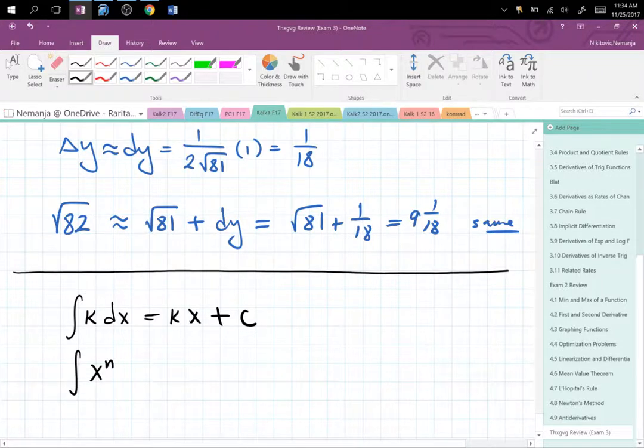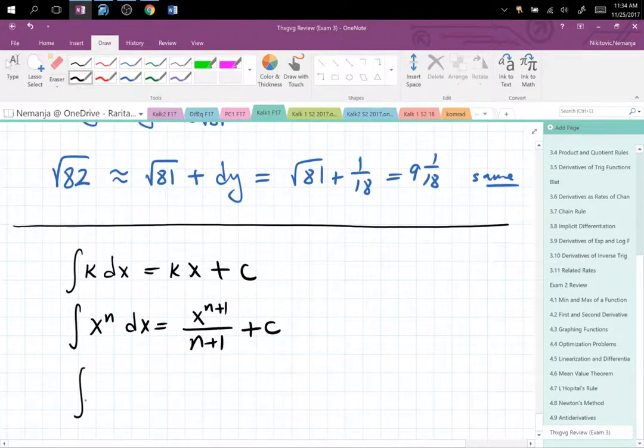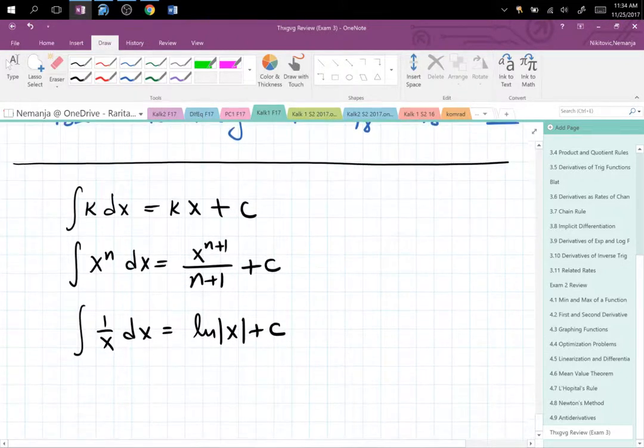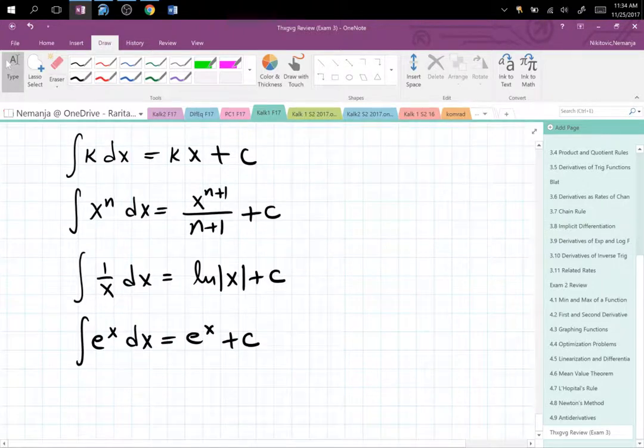Integral of x to the n dx is x to the n plus 1 over n plus 1 plus c. Integral of 1 over x dx is ln absolute value of x plus c. Don't forget the absolute value. Integral of e to the x dx is itself, e to the x, but you must put plus c.